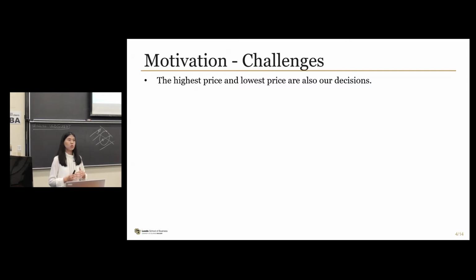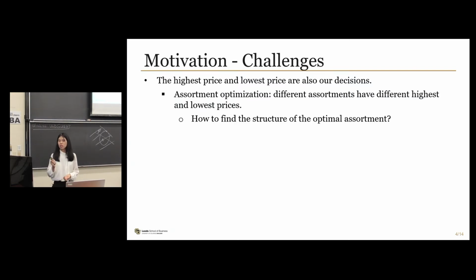If we want to include the price range effect in the choice model, then the highest price and the lowest price are also our decisions. Specifically, for the assortment optimization, different assortments can have different highest and lowest prices. Then how do we find the structure of the optimal assortment?